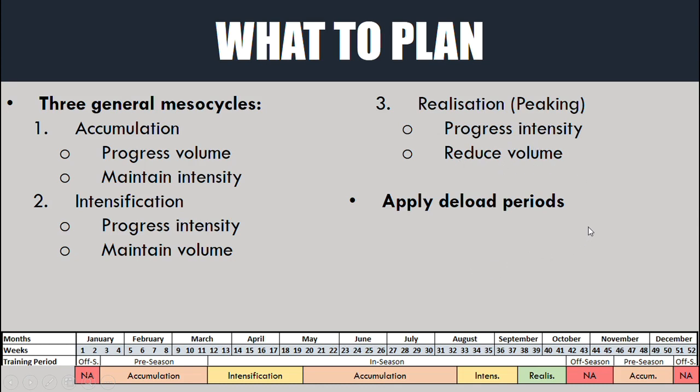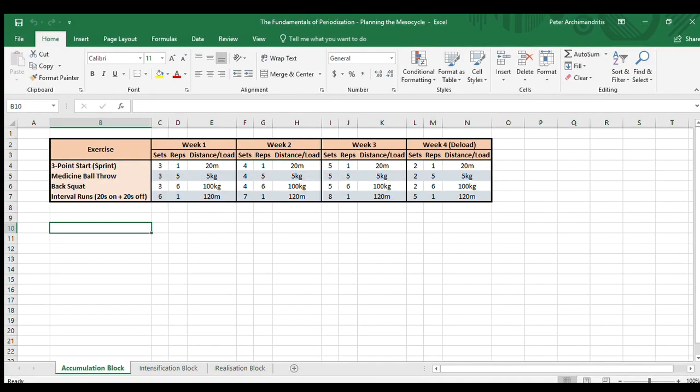We also have to make sure that when we're planning the mesocycle, we apply our deload periods appropriately in order to make sure that we are managing our fatigue. So here are some examples of how we can practically apply the principles of planning the mesocycle. So I've got here an accumulation block, an intensification block, and a realization block. And I've applied the same exercises so we can see how they can differentially be programmed.